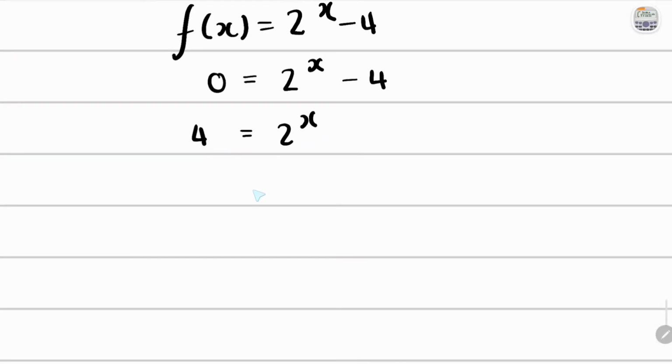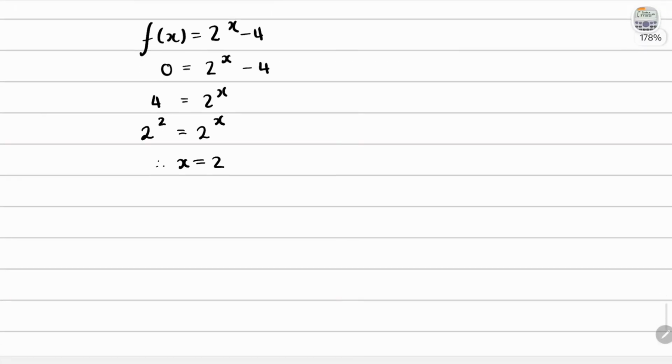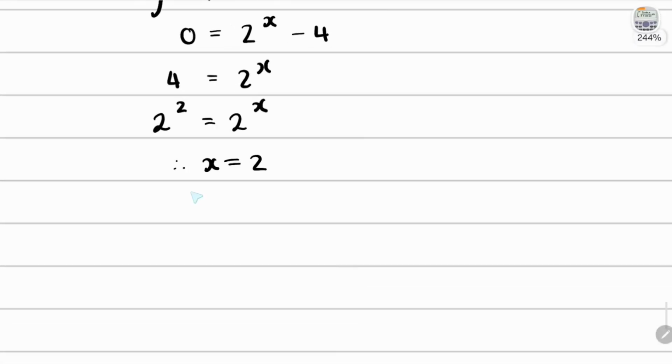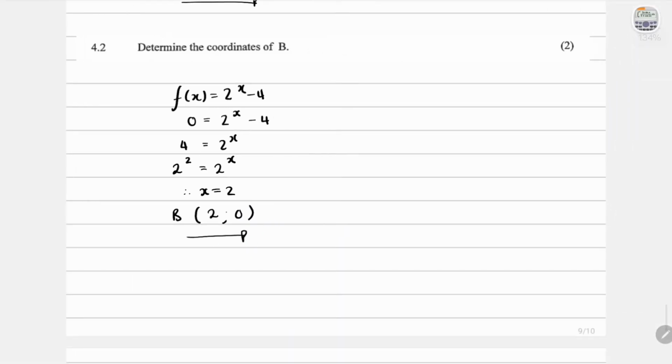We can make the basis the same now. So that's going to be 2 to the power of 2 is equal to 2 to the power of x. And therefore, that means that the exponents are equal. So x is equal to 2. And so the coordinates of B are (2, 0) because the y value is 0. And that is our answer.